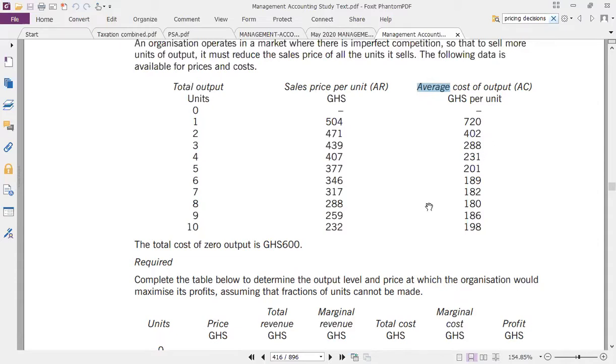I repeat. Okay. The total cost of zero output is 600. That's the fixed cost. Now, when I give you that question, we are interested in marginal and marginal. So that means marginal revenue versus marginal cost. So do everything possible to arrive at marginal revenue and marginal cost. So that now, wherever they are the same, you trace them and then pick them. That is all. So based on this information, how do you get marginal revenue and marginal cost?